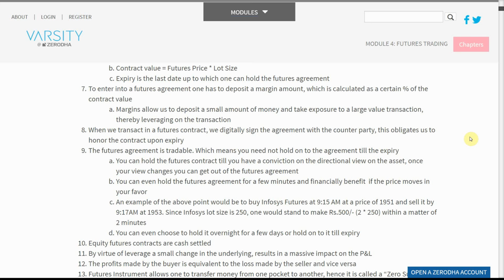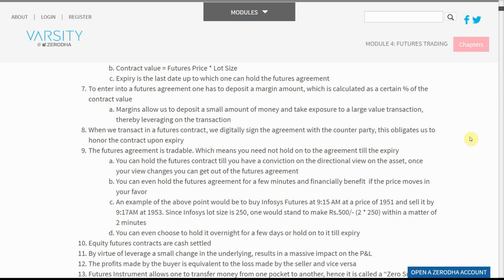You can hold the futures contract till you have a conviction on the directional view on the asset. Once your view changes, you can get out of the futures agreement. You can even hold the futures agreement for a few minutes and financially benefit if the price moves in your favor. An example of the above point would be to buy Infosys futures at 9:15 a.m. at a price of $19.51 and sell it by 9:17 a.m.